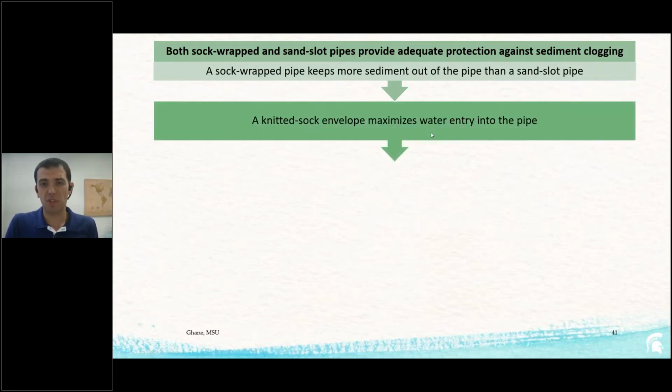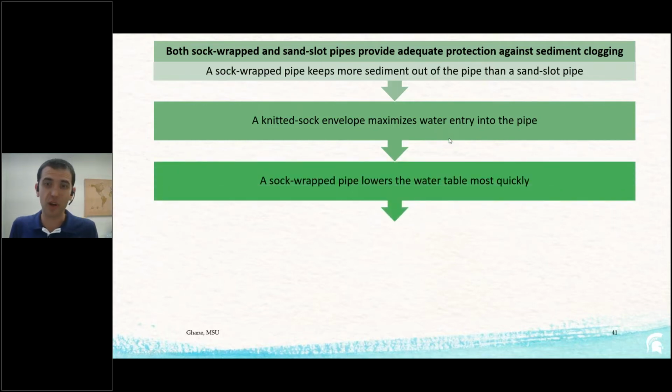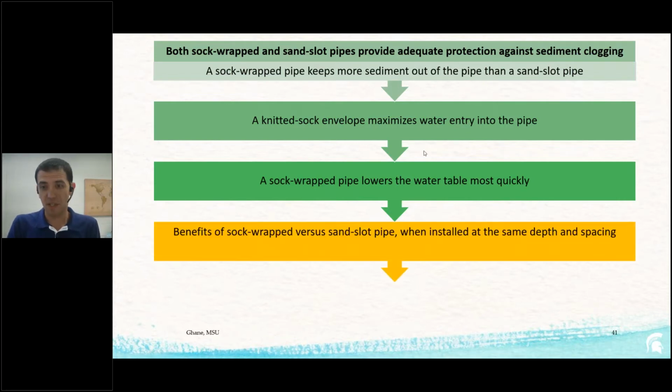The sock wrap pipe is going to maximize water entry into the pipe. It's going to flow in faster, and that's going to cause the water table to lower most quickly. Remember I said the economics is going to be complex, because if you lower the water table quickly, you're going to have benefits. And the benefits of the sock versus the sand slot, if you install two systems with the same depth and spacing, is going to reduce the risk of crop damage after those heavy rainfalls because it's going to lower the water table most quickly.